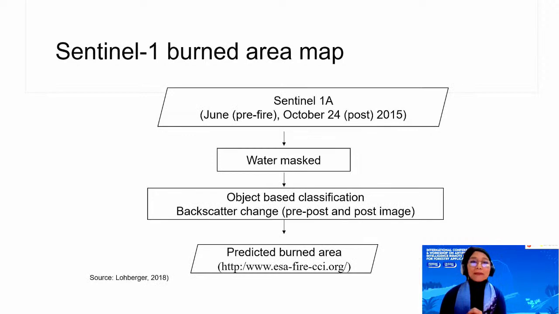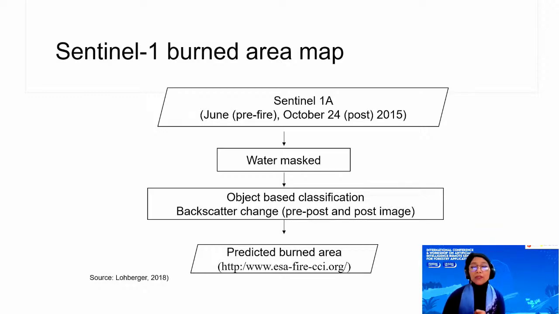Next slide, please. For the Sentinel-1 burn area map, we did not process this data, but we downloaded it from Indonesia's 2015 burn area map that was available from the European Space Agency Climate Change Initiative. The map was reliable for Indonesia with an overall almost 84% accuracy. Next slide, please.